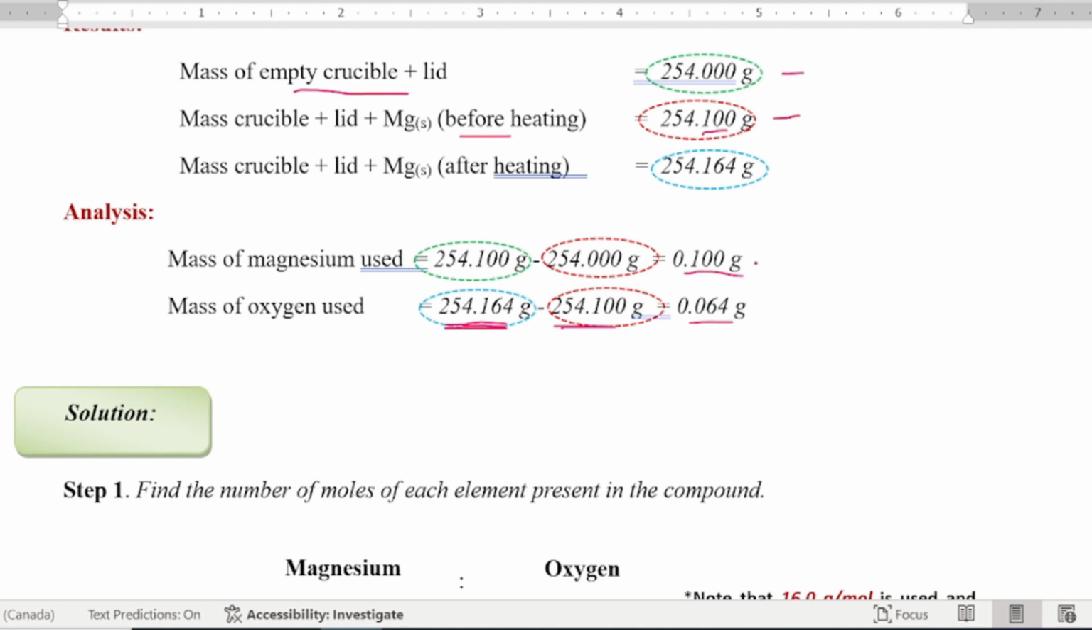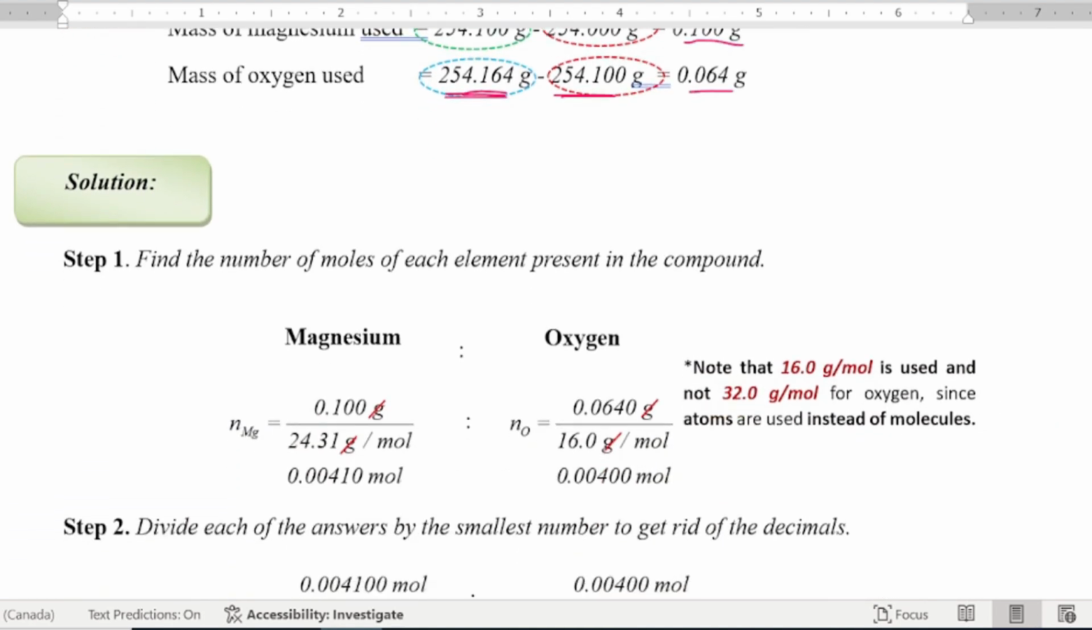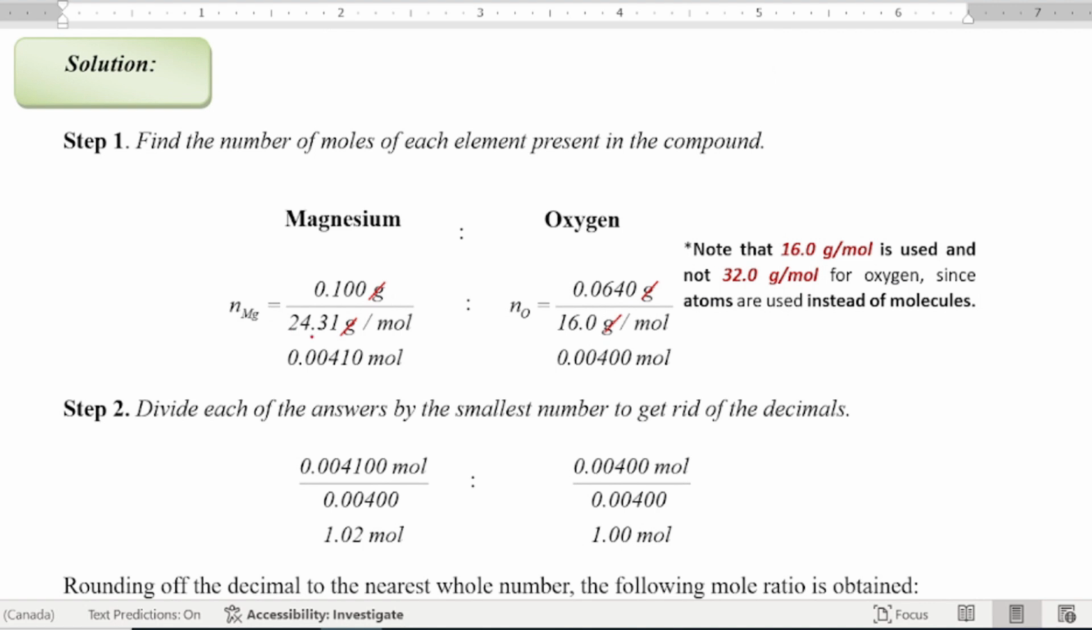We can now go and see how many moles of magnesium there is in that and oxygen there. So we did problems like that before. So you divide each of these by the respective molar mass.